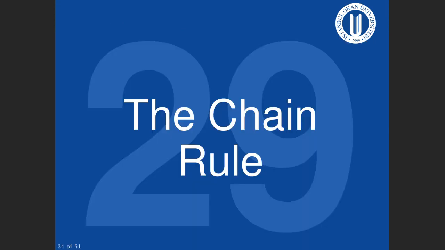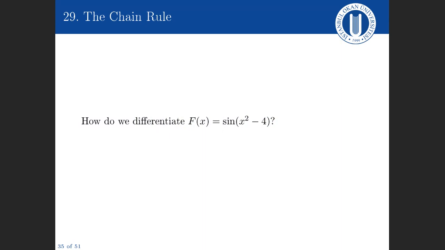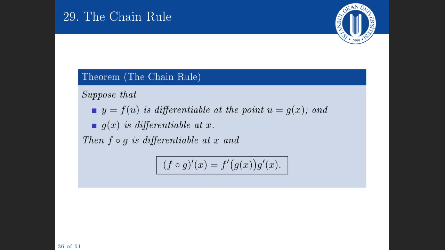And our final chapter of today's lesson is about the chain rule. How do we differentiate functions like sine of x squared minus 4? We have a function of a function. To differentiate functions like this, we have a rule called the chain rule.